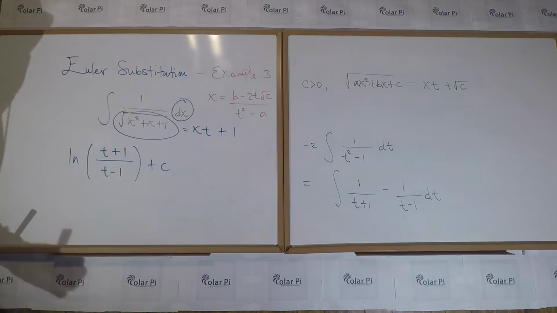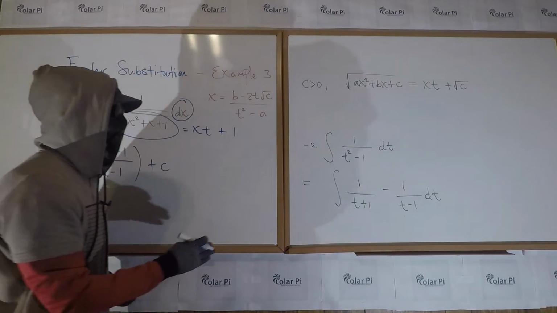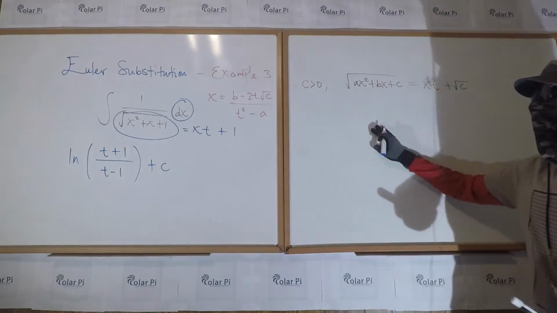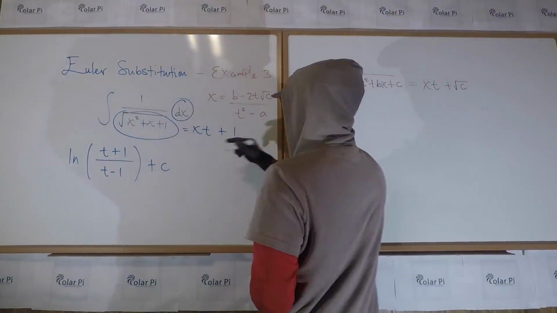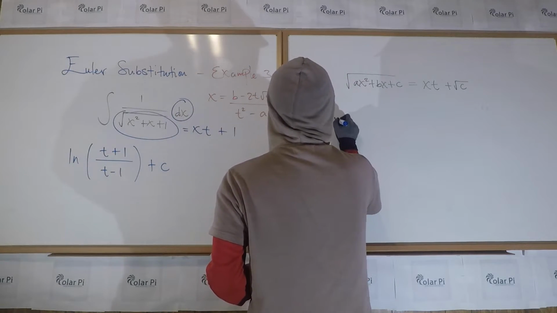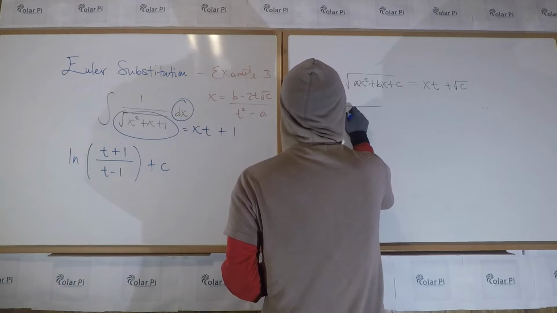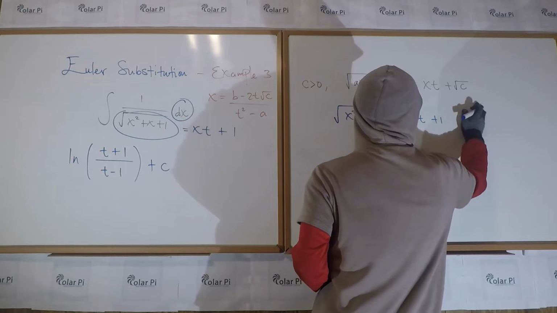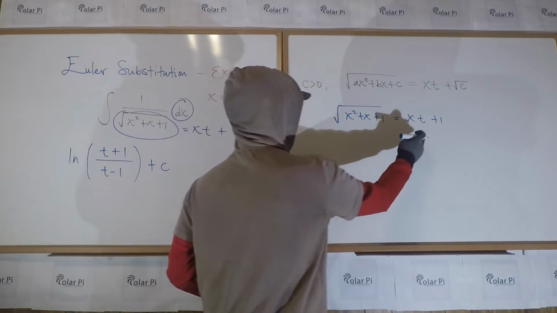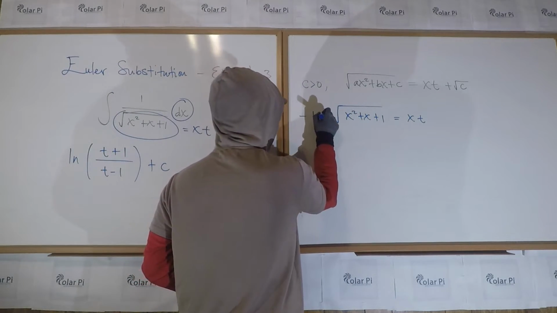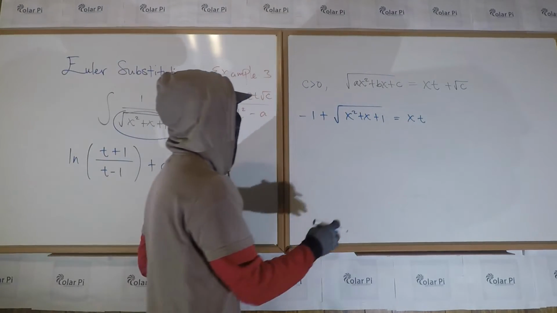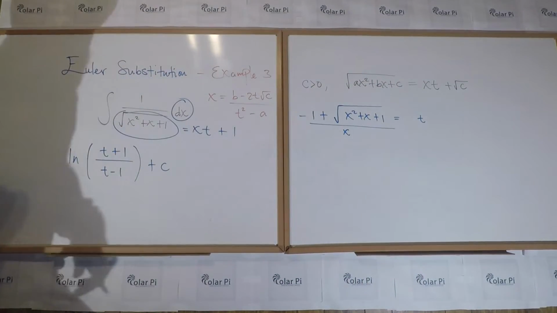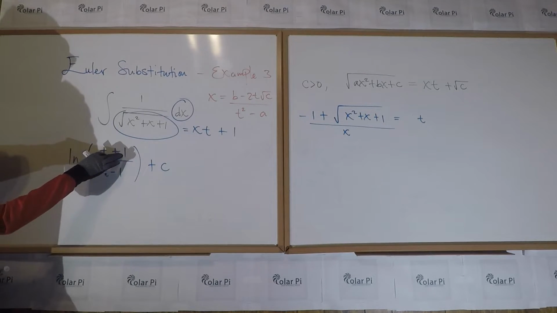Only one little issue, which is our integral had x in it. It didn't have t in it, so we need to get back to x. How do we do that? Well, we had from the start that the square root of x squared plus x plus 1 had to equal xt plus 1. If this has to be true, then xt is equal to negative 1 plus the square root quantity, and then t has to be that, right?